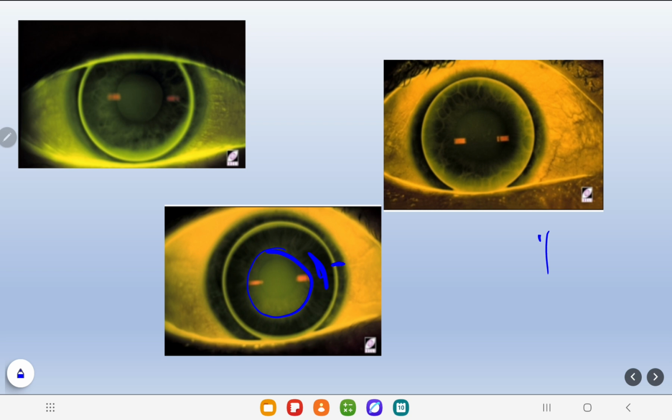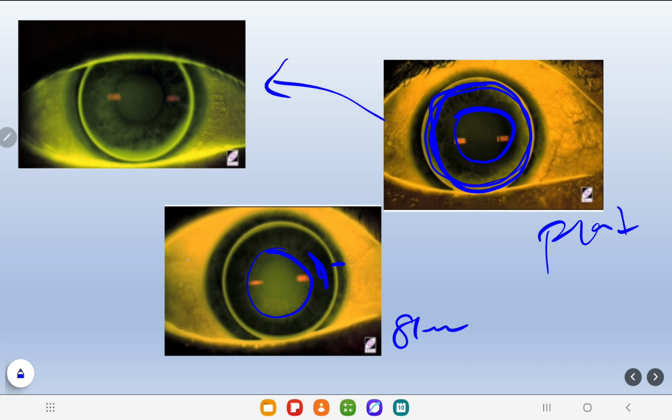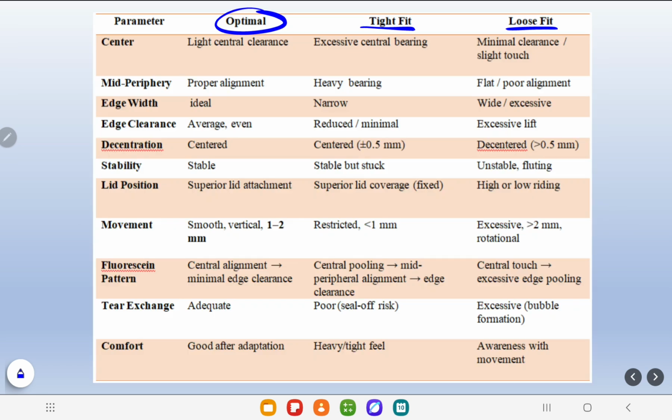But in case of flat fitting, this is flat fitting, this is steep fitting. In flat fitting, there is heavy central touch, and then the edge is extremely light. It means there is large edge lift and edge clearance, so edge width is also very large. In between those is optimal fitting. Center is slightly touching, mid periphery is slightly bearing, and edge clearance is adequate. So this is the picture. Mid periphery is properly aligned in optimal fitting, and in loose fitting, there is poor alignment.